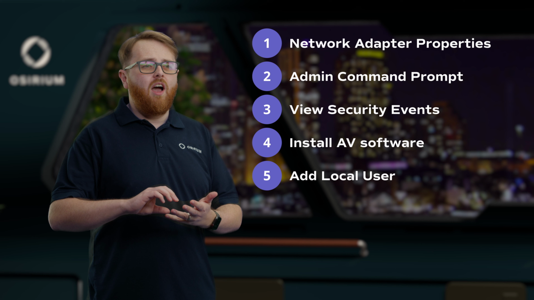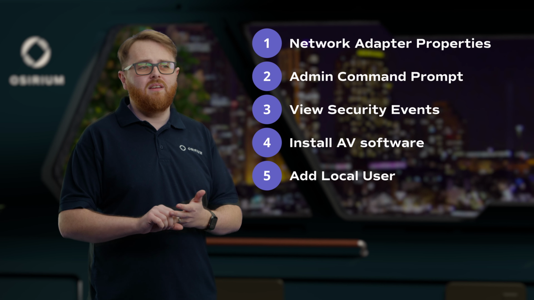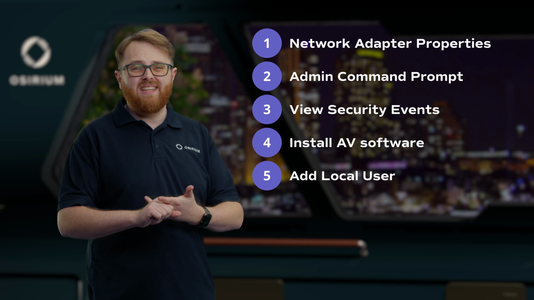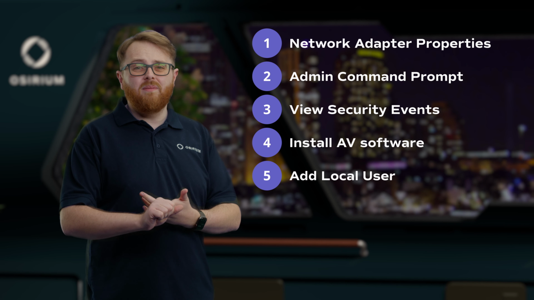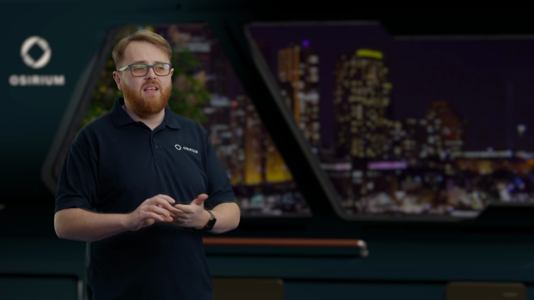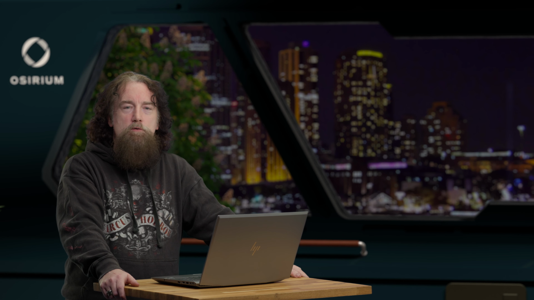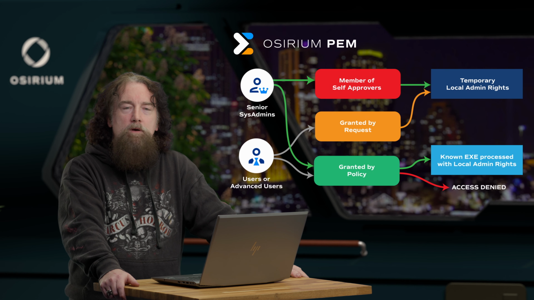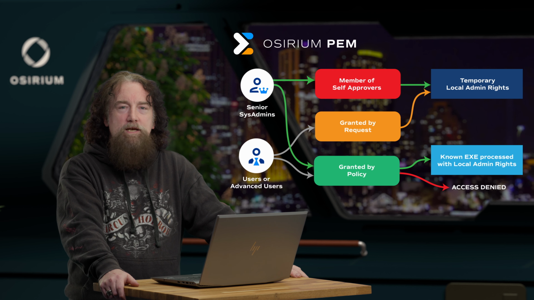Something like checking network adapter properties, opening command prompts as administrator, installing antivirus such as ESET, opening up Event Viewer to look at some tasks, and adding in a local account. This basically now gives us two methods to gain administrator access using PEM. One, using the self-approval process, and the other, using the pre-approved policies.